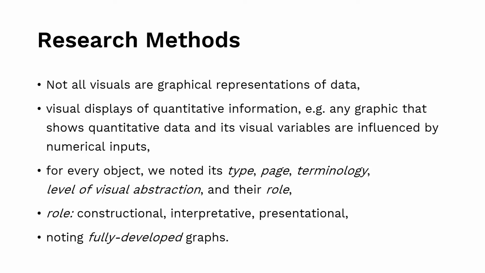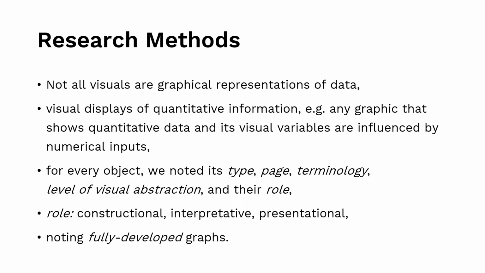There are many graphical objects in textbooks, but not all visuals are graphical representations of data, so we had to define our object of interest. We were interested in visual displays of quantitative information, meaning any graphic that shows quantitative data and whose visual variables are influenced by numerical inputs. For every object, we noted its type, page, terminology, level of visual abstraction, and their role. Role meaning if they were used in a way where children were supposed to create, to interpret, or if they were used just as an illustration when presenting the topic.